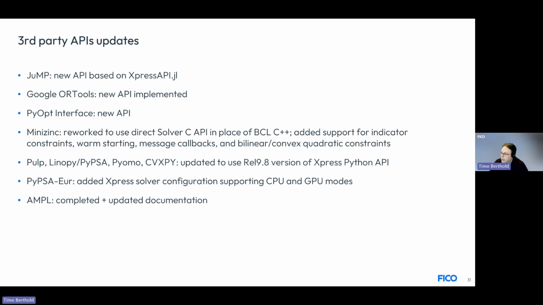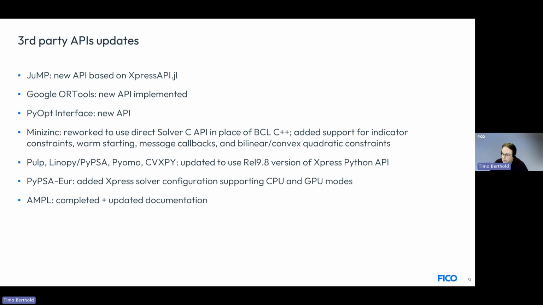Then there's Minisync, where we completed a full migration of the Express solver wrapper from the old BCL layer to the native Express C API. And along the way, we added support for indicator constraints, warm starting, message callbacks, bilinear and convex quadratic constraints. Updated all the solver controls to the 9.8 with some graceful handling of deprecated controls.